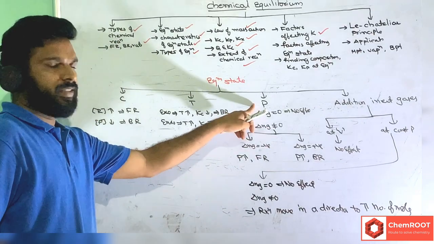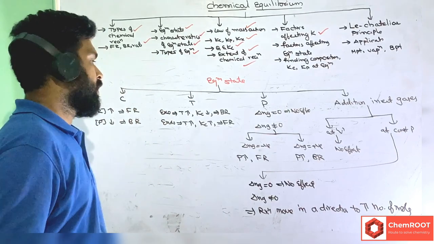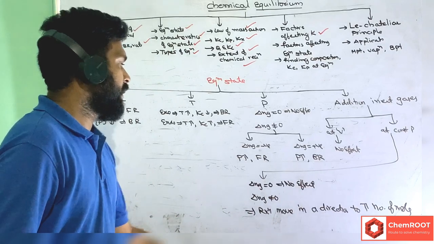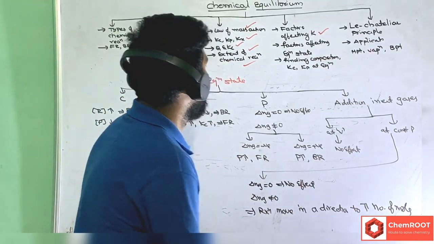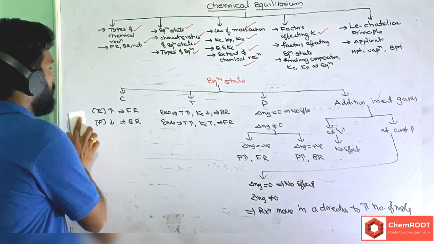Here, normal pressure is not constant. If the pressure increases, the reaction moves in a direction to decrease the number of moles. Here, pressure is constant, so it will increase the number of moles. Okay, so these are the factors affecting the equilibrium state.